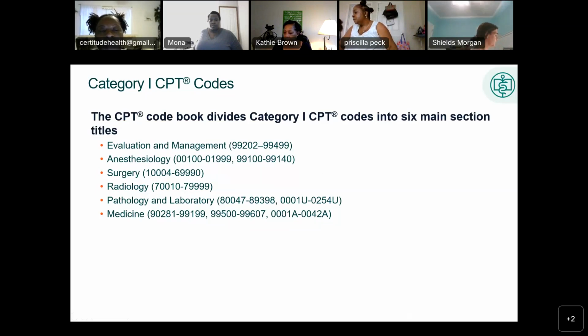Not to memorize every detail, but to memorize the foundation of coding, as far as the layout of the book, which is most important, because that's going to be your biggest time saver, knowing that book. So the radiology section is the 70,000 code section. All of those codes start with 7, so that's 70010 to 79999. Your pathology codes start with 8, and then your medicine section codes will start with 9. So it's different than the evaluation and management, but the medicine section is listed in the back.